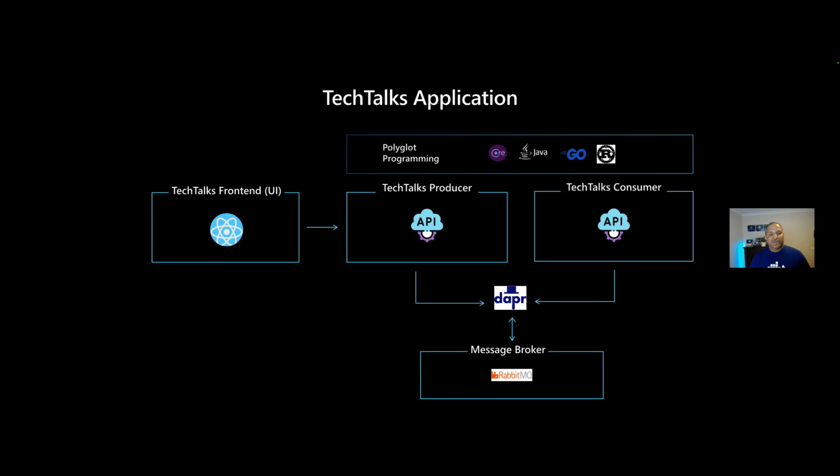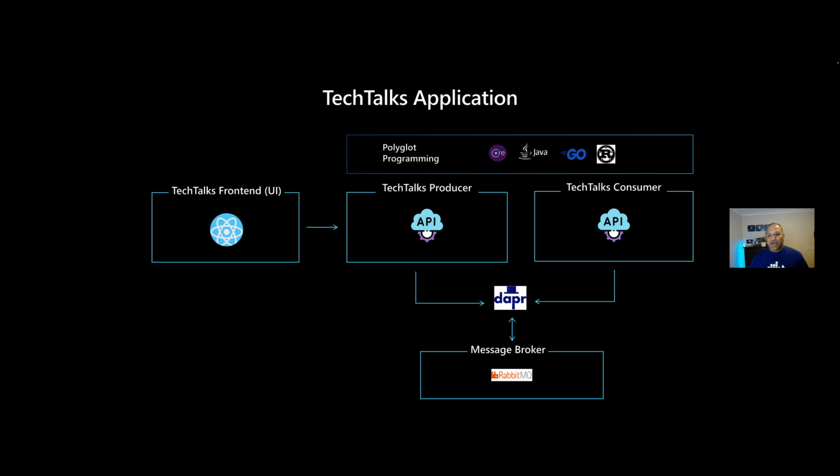So for the purpose of the video, I'm going to use an application called the TechTalks application, which consists of multiple components. It has a user interface, which is built using React. And then there are two microservices. One is called the TechTalks producer and the other the TechTalks consumer. Think of this as an application for managing technical events. And we are using a distributed application runtime called Dapr, which helps us to abstract many of the cross-cutting concerns and things like messaging. For the messaging layer, we are using RabbitMQ.